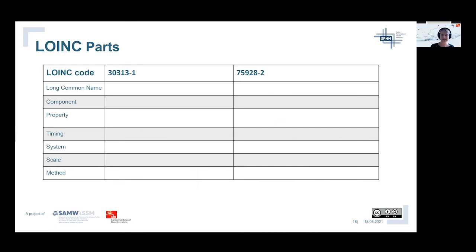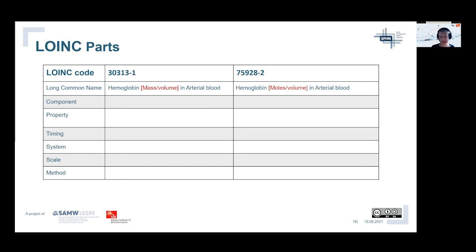So we have the 6 axes, and each value in this axis is a so-called part. And here I would like to compare 2 LOINC codes. From the numbers, like the LOINC code, they look very different. One starting with 3, the other one with 7. So it does not tell anything, because these are just random numbers that are assigned. And for the first one, that means hemoglobin mass per volume in arterial blood. For the second one, it's hemoglobin mole per volume in arterial blood. So I highlighted the difference in the long common name in red.